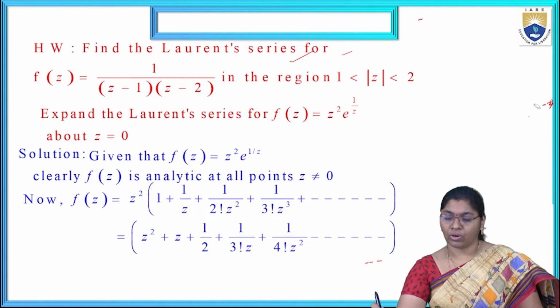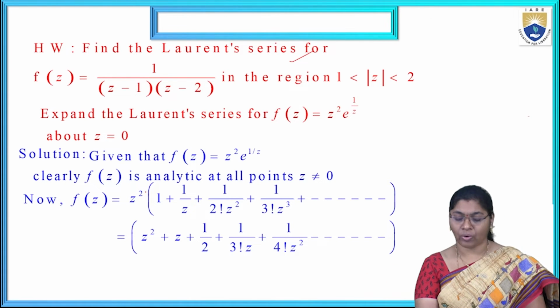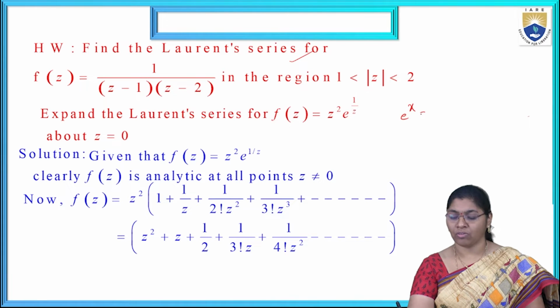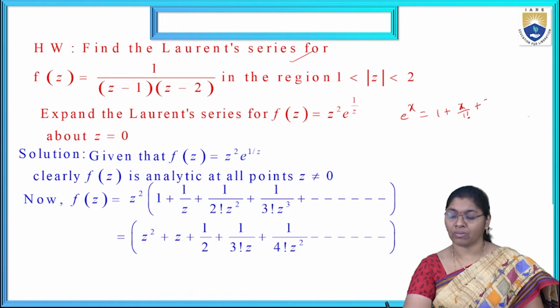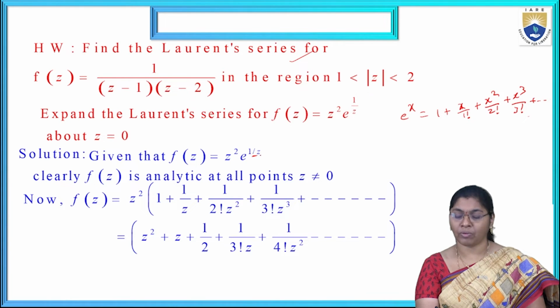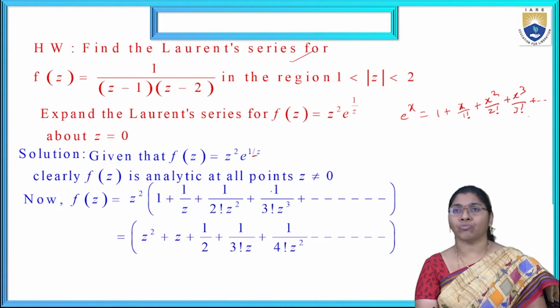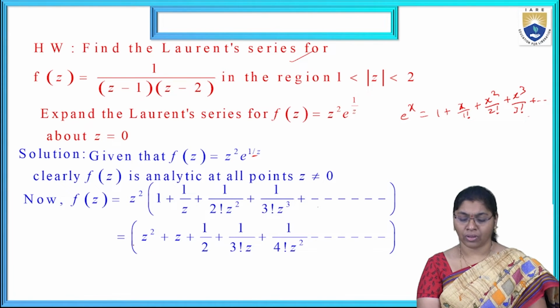Now, the function f of z equal to z square into e power 1 by z. The e power x expansion is 1 plus x by 1 factorial plus x square by 2 factorial plus x cube by 3 factorial plus up to so on. Here x is replaced by 1 by z. That means 1 plus 1 by z plus 1 by 2 factorial into 1 by z square, plus 1 by 3 factorial into z cube, plus up to so on. Continuing this process up to the nth term, up to infinity.